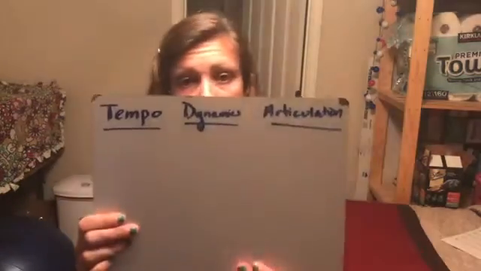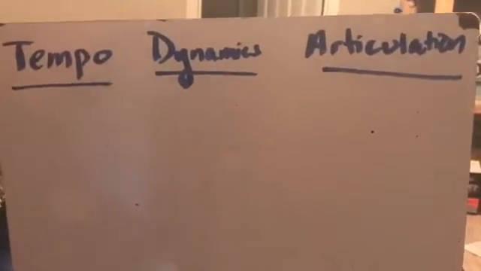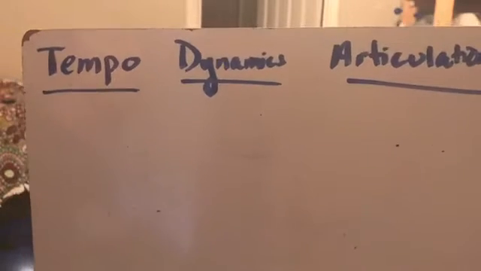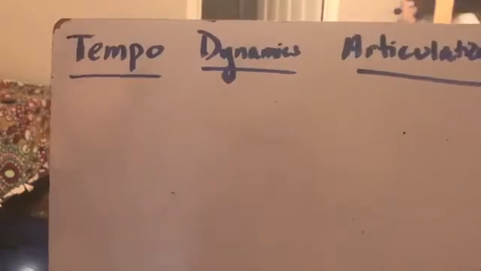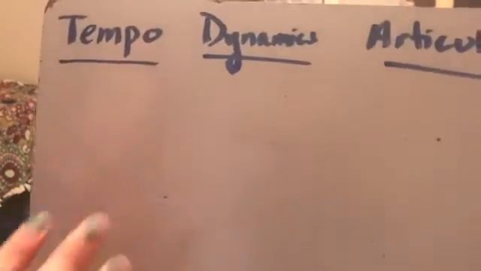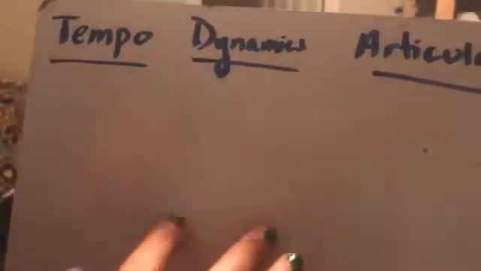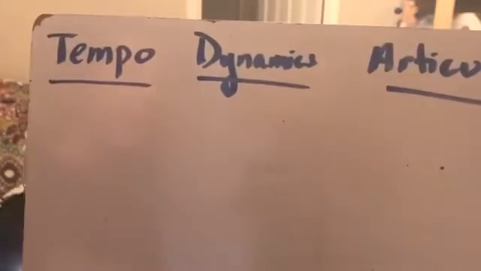Here I have in 3 columns the 3 aspects that we will be covering: tempo, dynamics, and articulation. My recommendation is that you create a set of notes that breaks each of these columns up like so, and use this as a study guide.